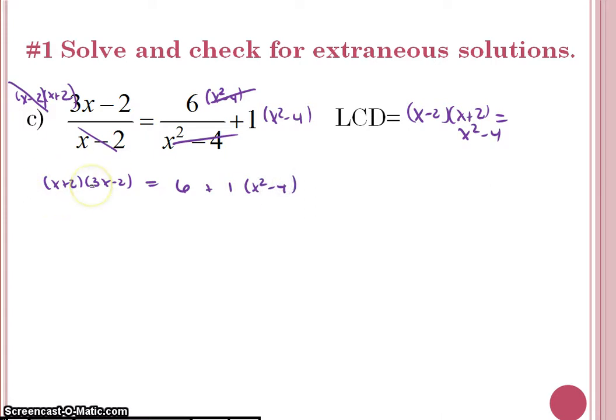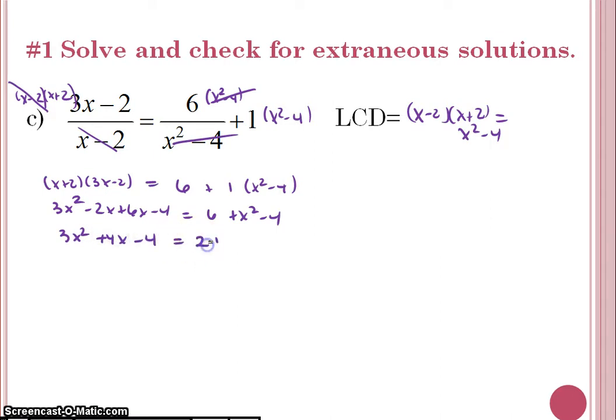You need to use the box method or FOIL, so 3x squared minus 2x plus 6x minus 4 is 6 plus x squared minus 4. I'm going to combine like terms, so I have 3x squared plus 4x minus 4 is 2 plus x squared when I combine, and I'm going to set it equal to 0. We're always going to set this, it's a quadratic, equal to 0, and then solve.